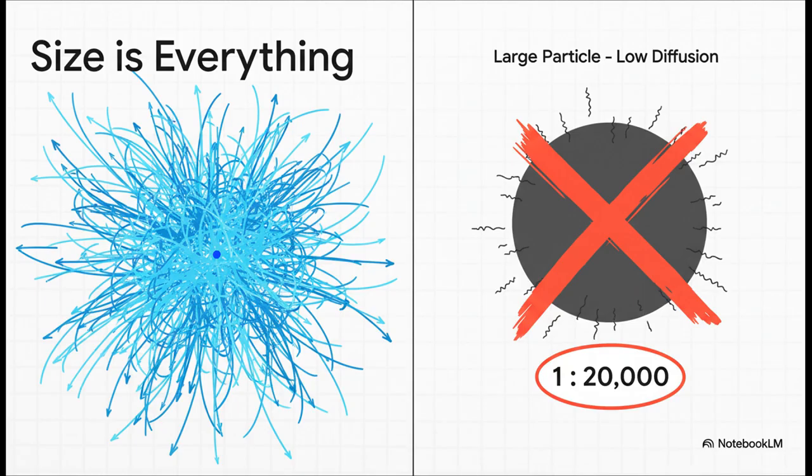And look at these numbers. We're not talking about small changes here. A tiny 0.01 micron particle diffuses 20,000 times faster than a 10 micron particle. That's not a little difference. It's a completely different universe of physics.